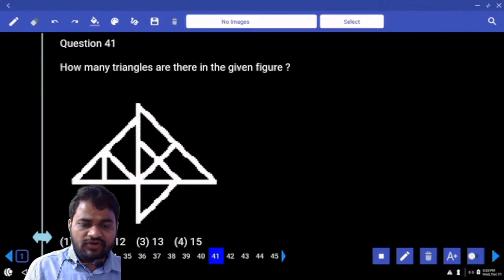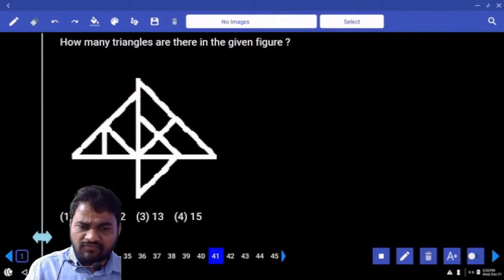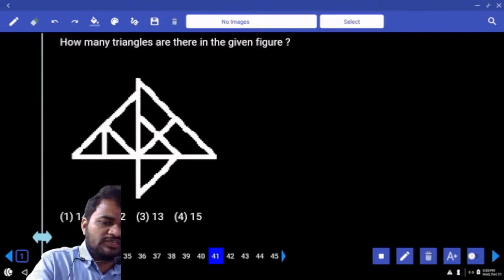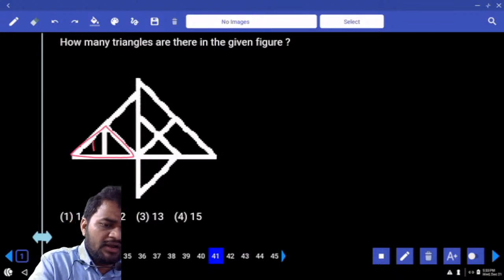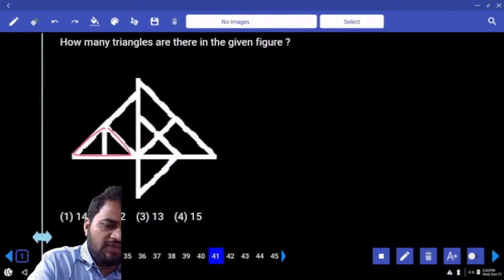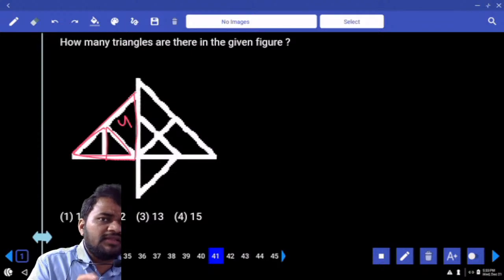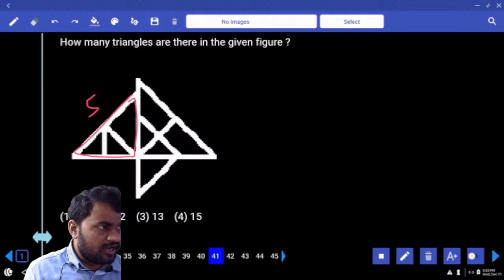Next, 41. How many triangles are there in the given figure? First tell me, how many triangles are these? 1, 2, overall that is 3. So far here we have 3 triangles. It is the 4th triangle, and overall this is one more triangle, that is 5. That means this entire portion has 5 triangles so far.